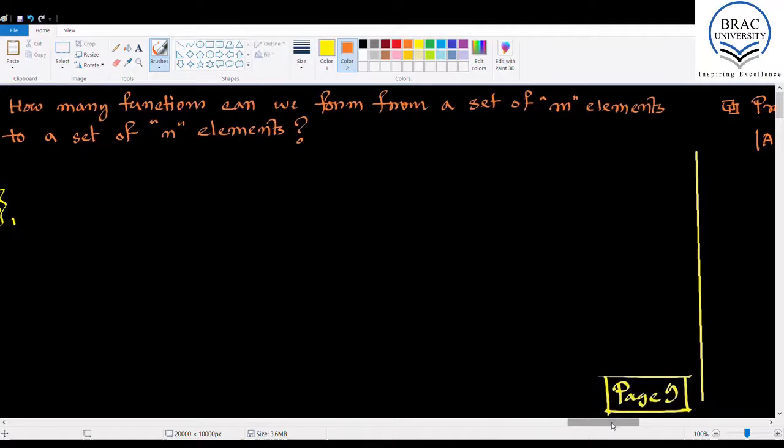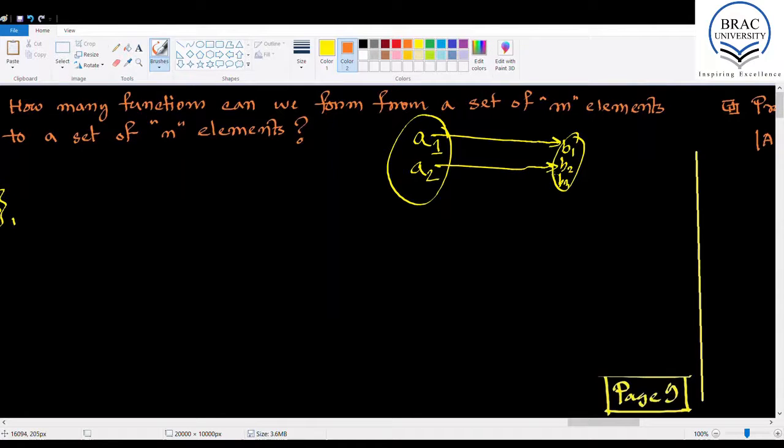So as we know from the definition, a function is kind of a relation, and in a function there is a set of domain and there is a set of codomain, and there is some kind of relation mapped from the domain set to the codomain set, right?